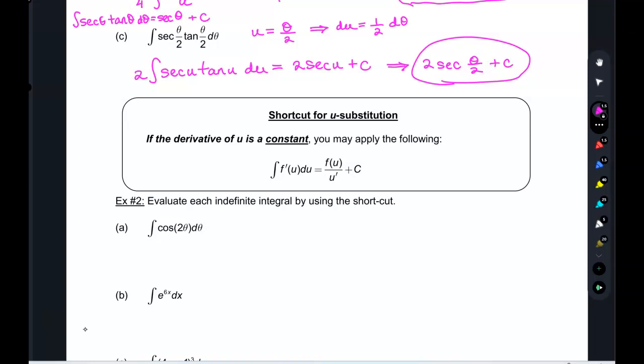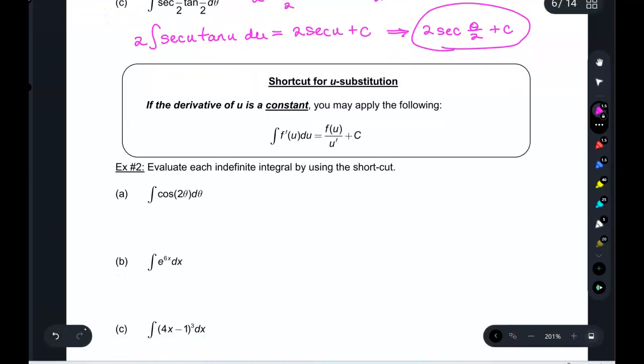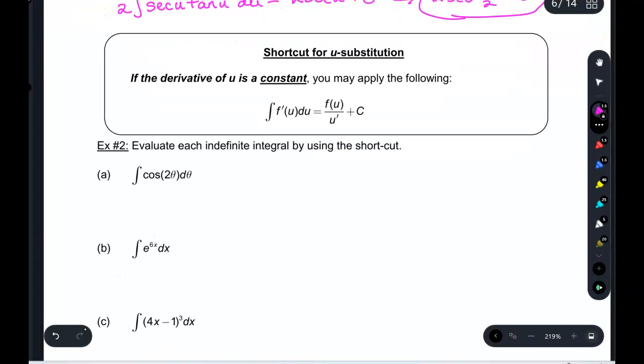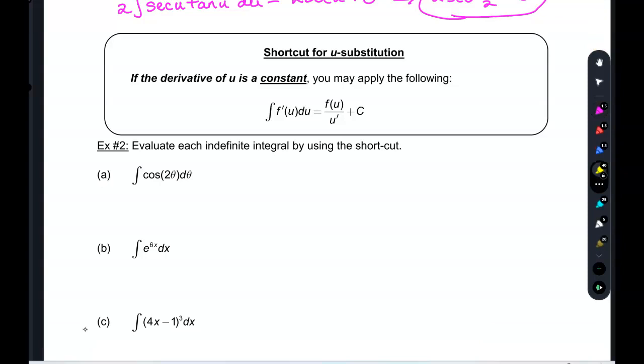Okay, so that was a review from our previous lesson, but I want to show you there is a shortcut for substitution. Now, we can't use it all the time, but if we don't like the shortcut, you can always go back to our regular u substitution. The time that we can use it is when the derivative of u is a constant. You may apply the following.